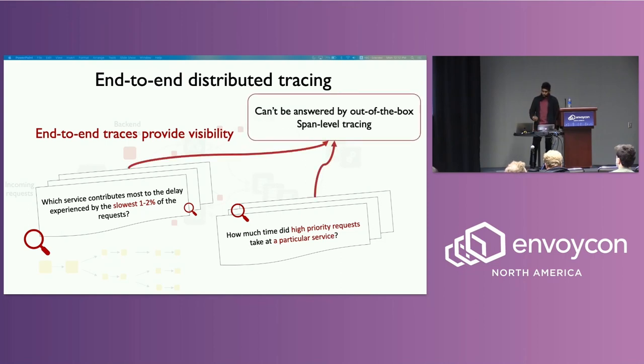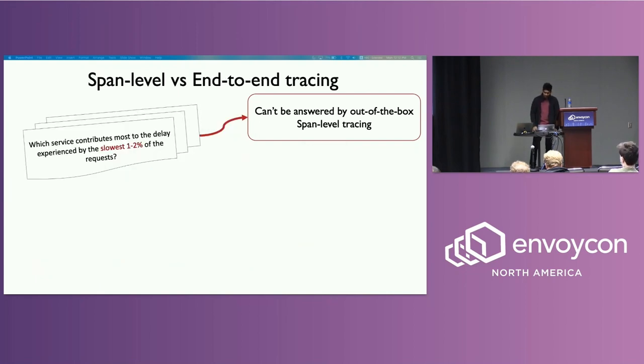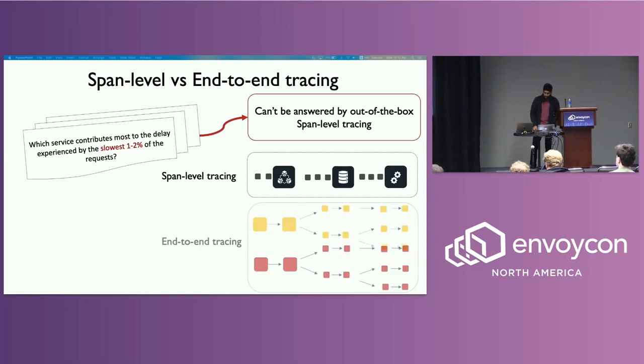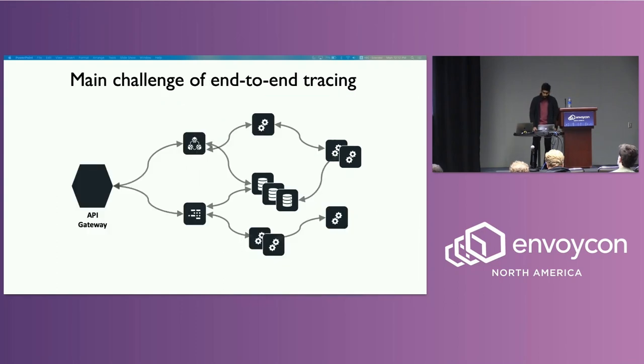Please note that such queries cannot be answered by the out-of-the-box span level tracing that proxies provide today. I'll explain what that is. Proxies like Envoy today give the user the ability to turn on a flag and enable span level tracing, where individual services can log the spans that arrive at them, and then the developer can look at them to debug. End-to-end tracing, on the other hand, can collect and stitch together these individual spans to form the end-to-end trace, and this gives much more visibility into the flow of a request through a microservice system. So I hope everybody can agree that end-to-end tracing is a good thing.